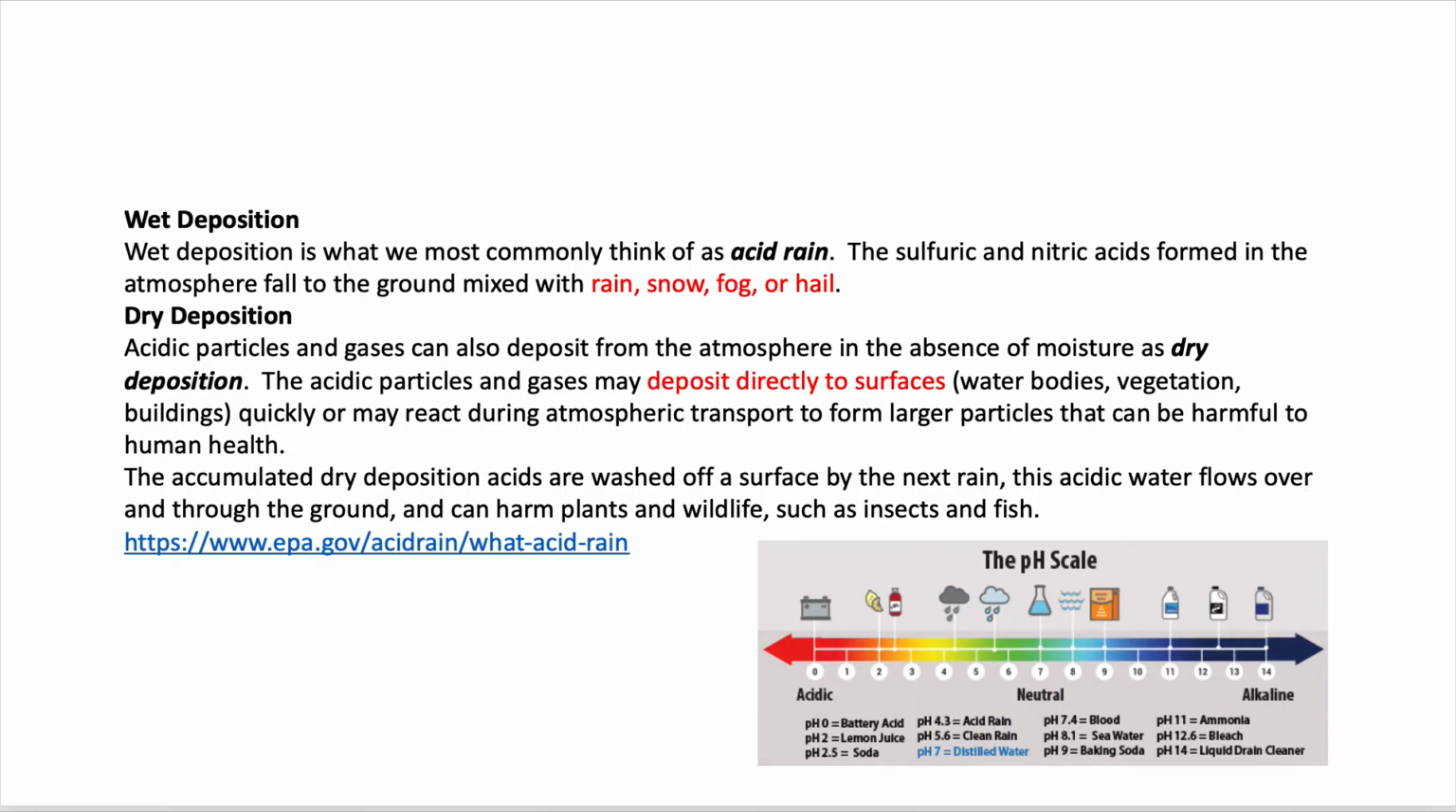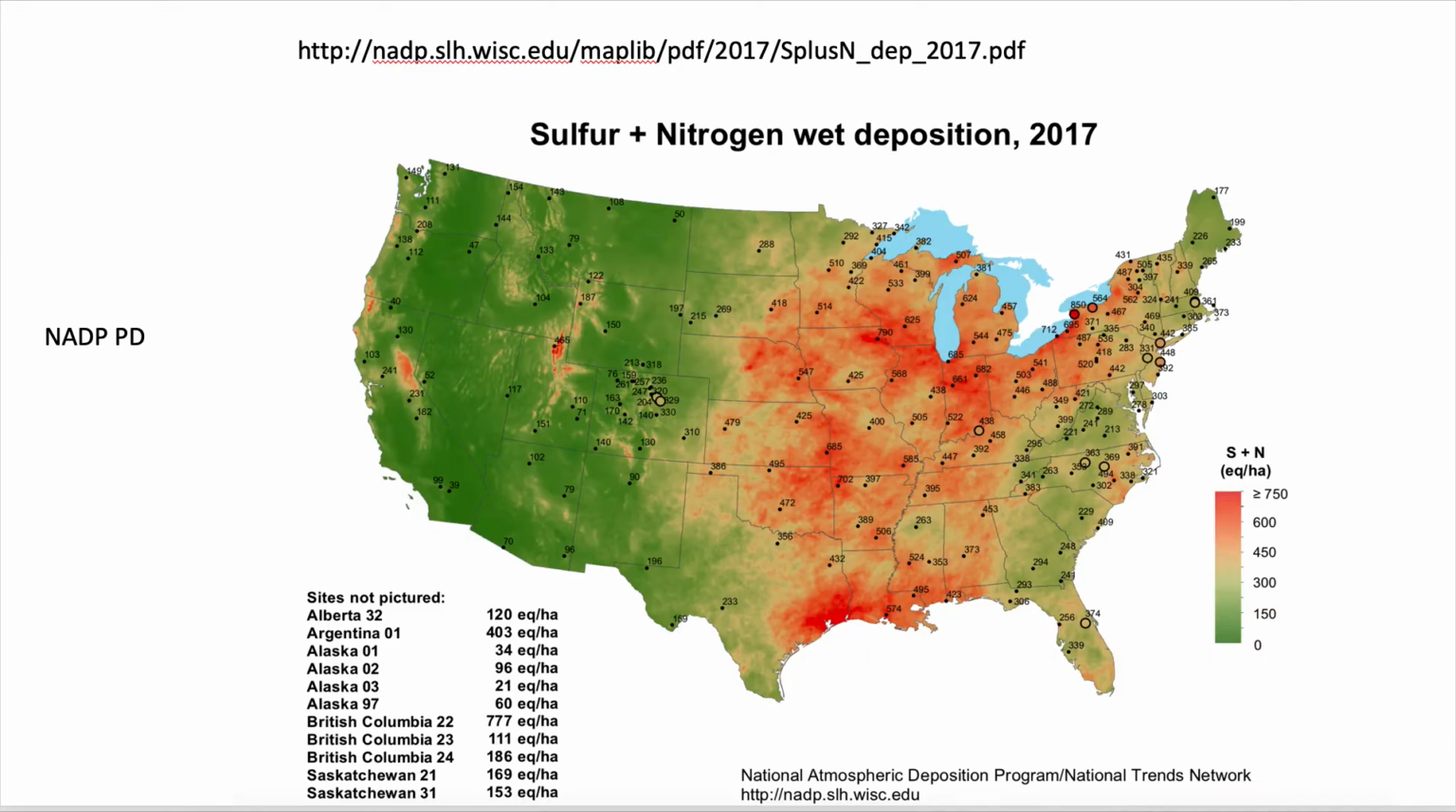And we've got wet deposition and dry deposition. From the wet, from rain, snow, fog, and hail, and dry deposition, where the acidic particles and gases deposit directly to surfaces. And here you can look at sulfur and nitrogen deposition from 2017 values and the regions where it is highest, and the low regions as well.